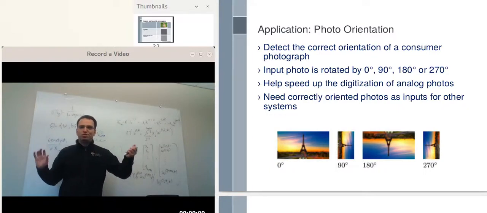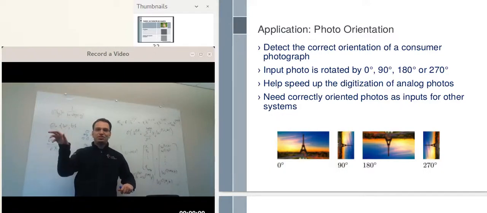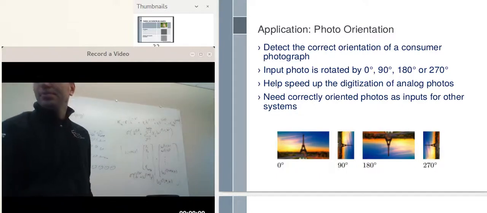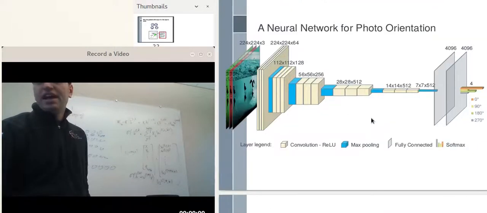The application is, if the gyroscope in your phone is broken, or if you have an old style camera, you want to automatically rotate the photo so that it's displayed upright. Okay. So we trained a network to do that.